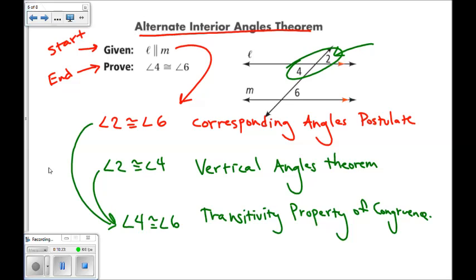Okay, I hope that proof makes sense. The other proofs are very similar to this one, and we'll look at one more next, but we're using parallel lines, the corresponding angles postulate, we're using some vertical angles, and then using the transitivity property to finish it off.